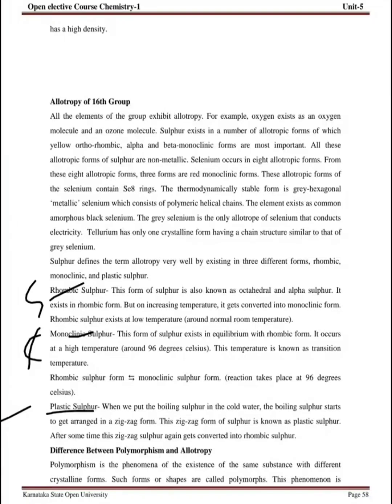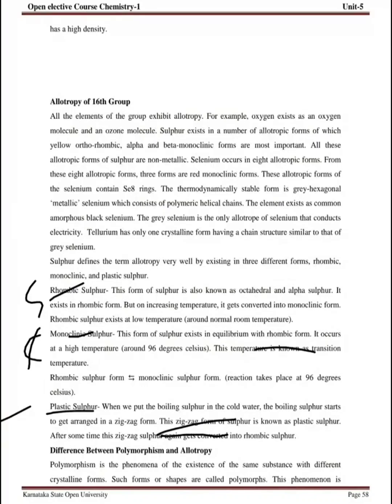So in rhombic sulfur, it is having an octahedral and alpha sulfur structure. In monoclinic, it is having a rhombic form, and in plastic sulfur, it is having a zigzag form of sulfur. The physical property is in the zigzag form in plastic sulfur.